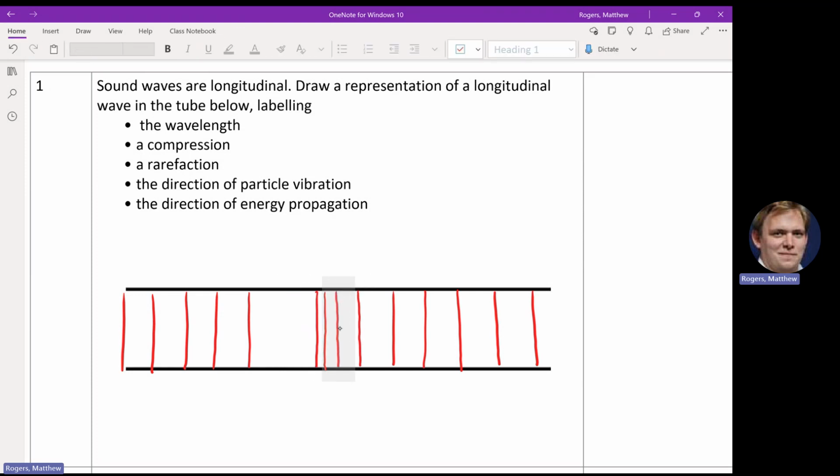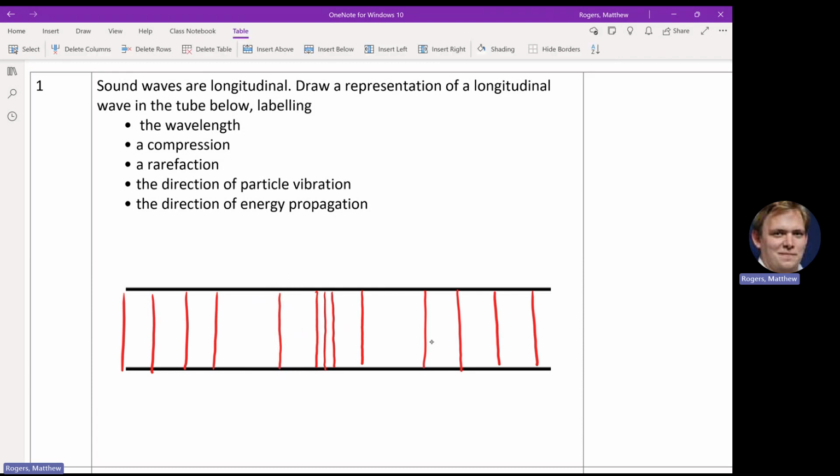If I move these two in quite a long way, I immediately create a compression. I'm going to move the next ones along in a little bit, and then I'm going to leave the next ones alone. So this one here is now going to be my rarefaction. Counting across, I moved two of them.